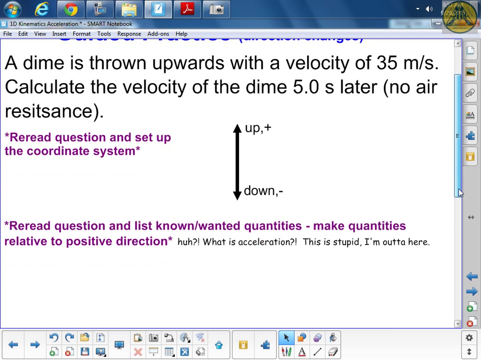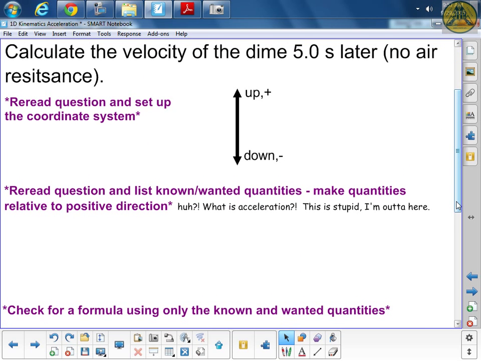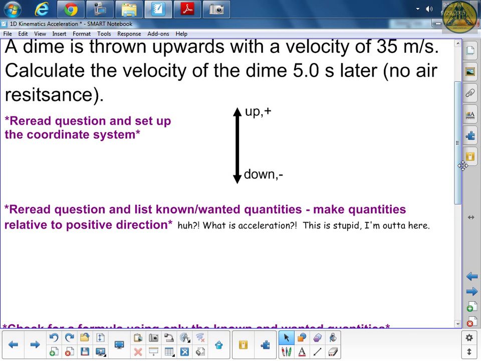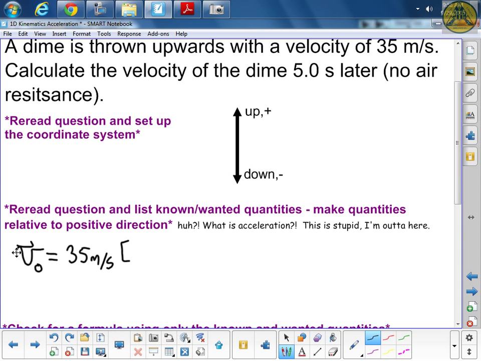Now we go through it again. Write down what we know and what we're given. So the dime is thrown up. We have initial velocity right off the bat. So the initial velocity is 35 meters per second. And for a direction, you can just put up. You could put to the right, you could put to the left. As long as you've defined it, you're good.